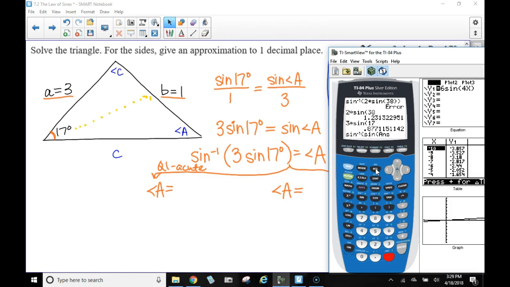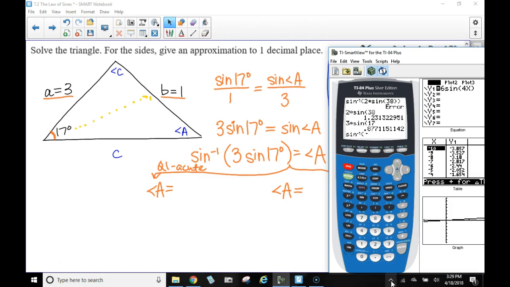Oh, wait. I punched too much stuff. Let me start over. I hit my sine key too many times. Back up. I want to say second sine. I need to do inverse sine of the 3 times the sine of 17, so I'm going to hit, no, I'm not going to hit that. Yeah, I am, sorry, answer. Oh, crud. We're having a tough time here, people.